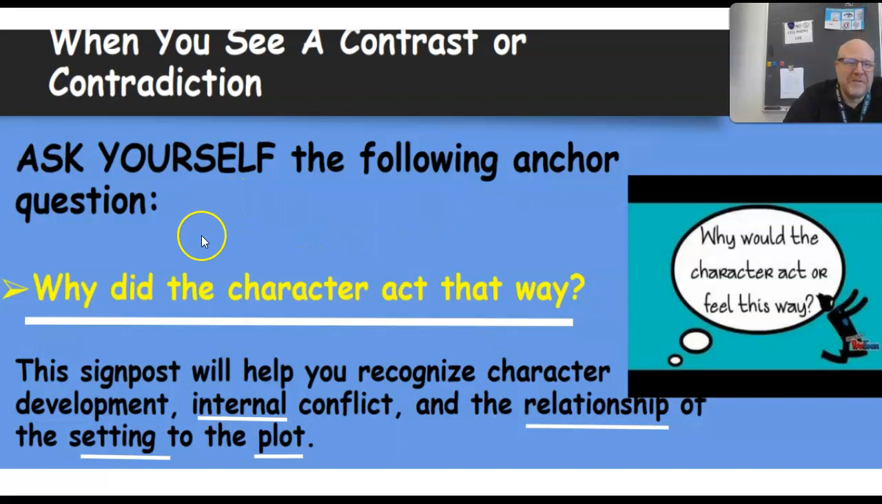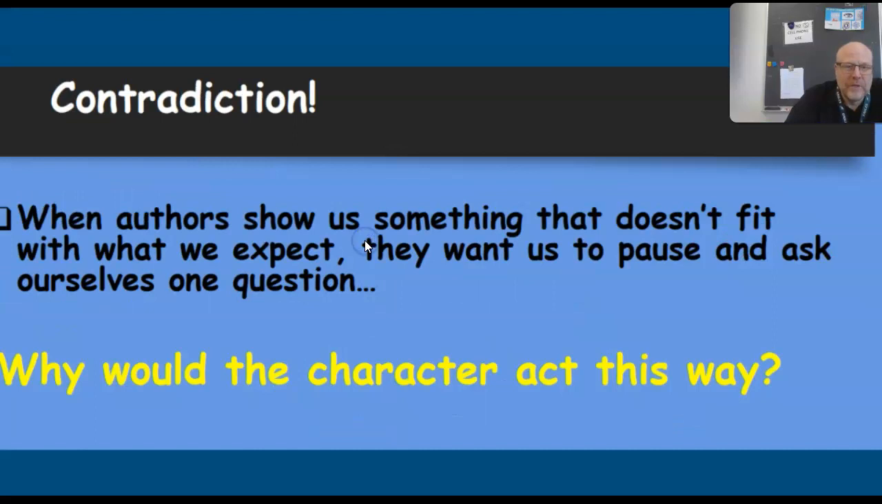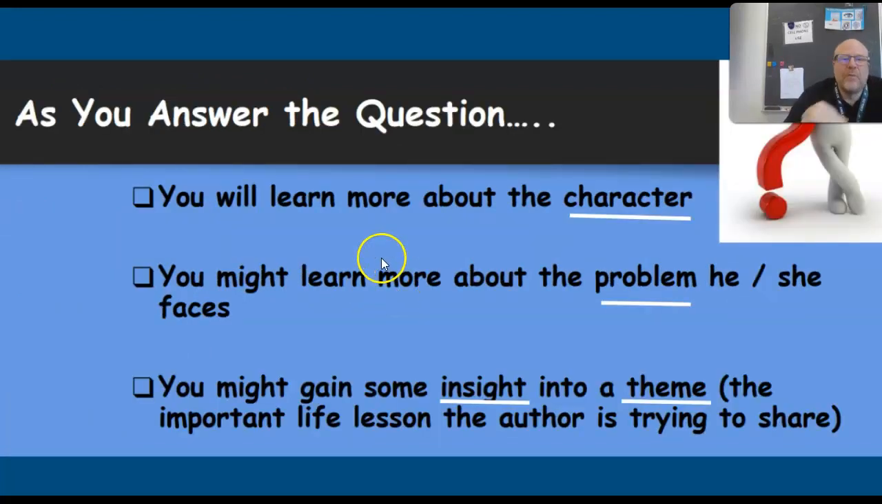All right. You're then going to ask yourself this question: why did the character act that way? This signpost and the answer to that question is going to help us recognize character development, internal conflict, relationship of the setting and the plot. All of that. All right, contradiction. Author shows us something that doesn't fit with what we expect, so we do have to pause and say, why is the character doing this? It makes no sense.